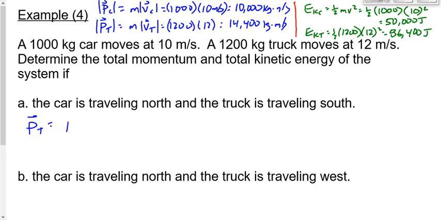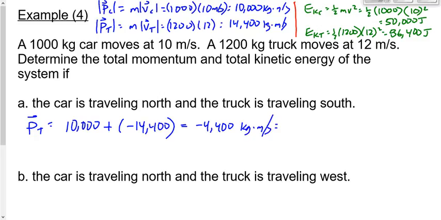We're going to say 10,000 plus negative 14,400, because 10,000 is north, 14,400 is south. We add those up, and we get negative 4,400. Or if we round that to 2 digits, it would be negative 4.4 times 10 to the 3 kilograms meters per second.